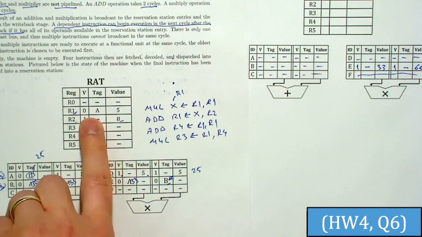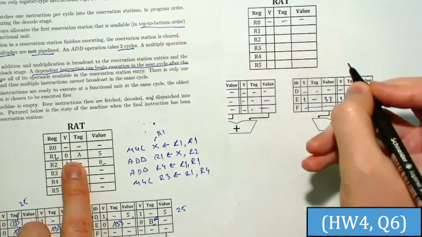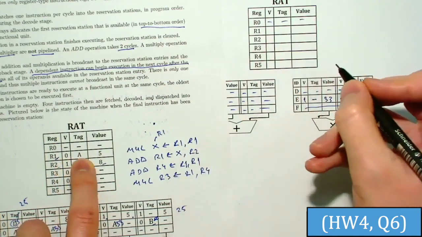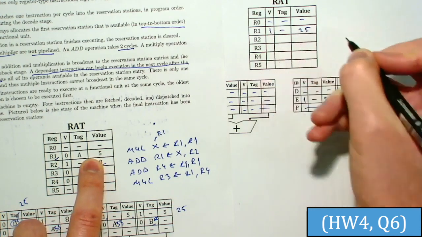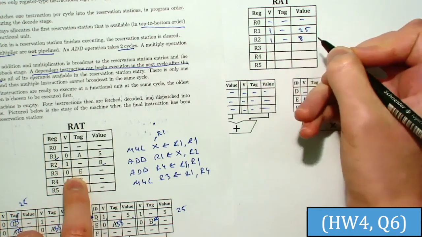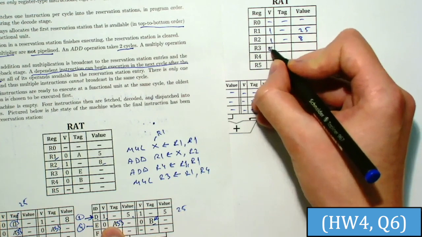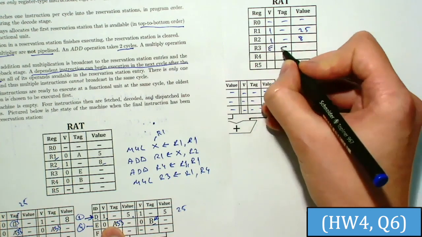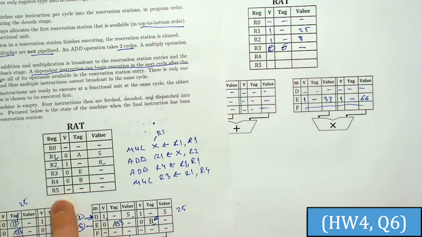Okay, and to fill the register alias table, it is again the same thing. We already calculated the values, so we know A was 25, so this will be updated to 25. R2 is untouched. R3 is set by this instruction. It's not complete yet, so sorry. This is E, this is 0, and we don't have the value. And then R4 is B, which is 66.